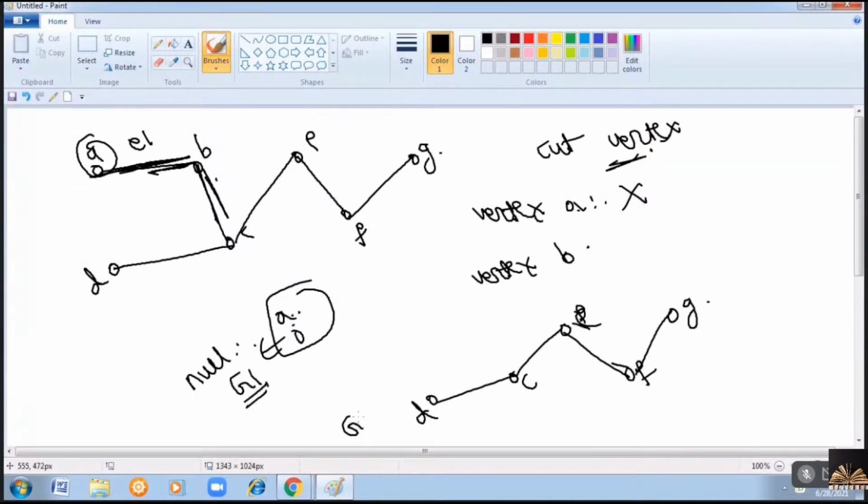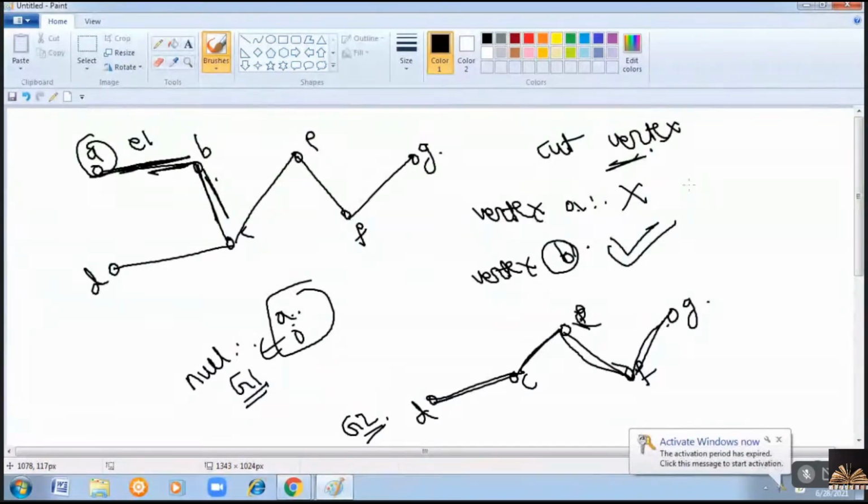It is also another subgraph. When you observe here, this is one connected component. This is also another connected component. That means after removing the vertex B and its incident edges, you are able to get two connected components. Therefore, you can say that B is a cut vertex. Clear? Similarly, we try to remove C.